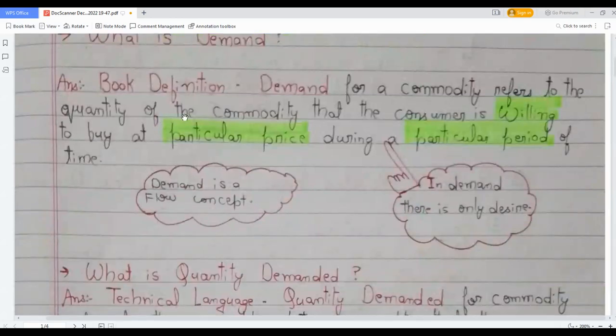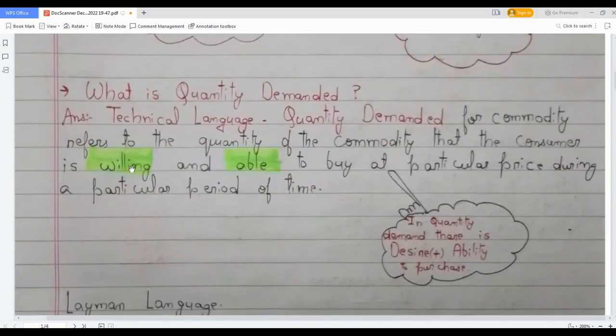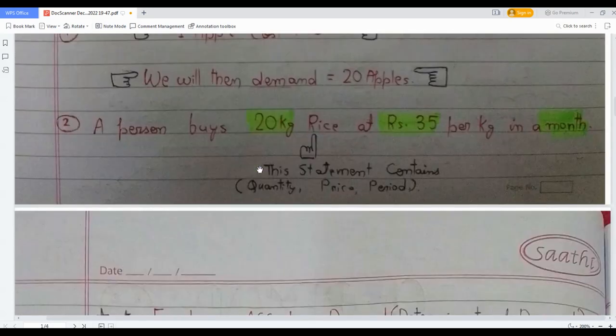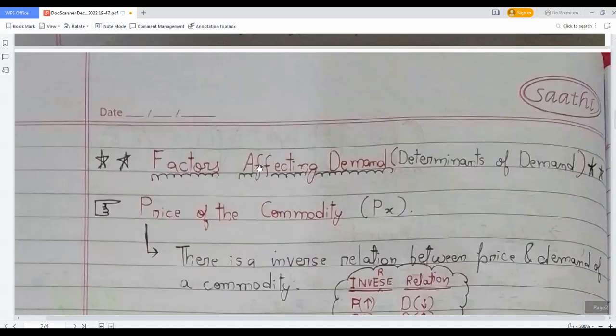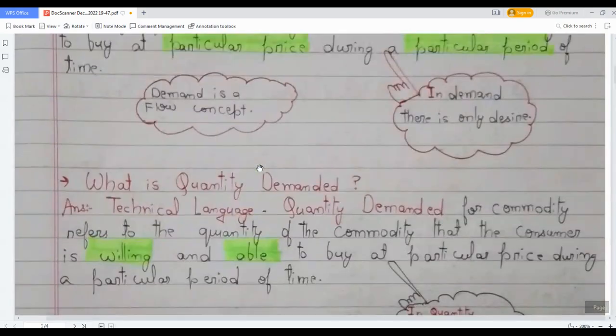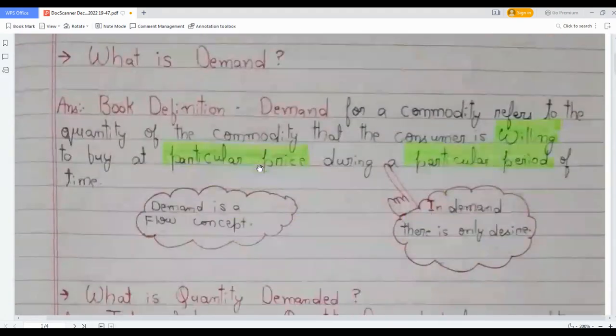Here we have discussed that the demand of a commodity refers to the quantity of the commodity that a consumer is willing to buy at a particular price during a particular period of time. That is, purchasing power is also given, price and quantity are also given, as well as the period or flow, that is, for how much period he will consume that much commodity. I think this concept is clear to all.